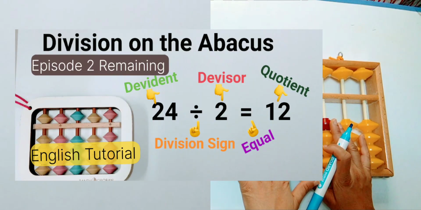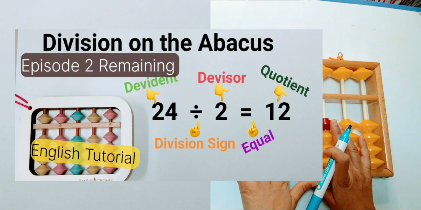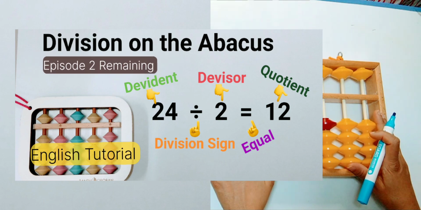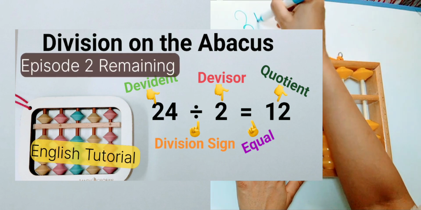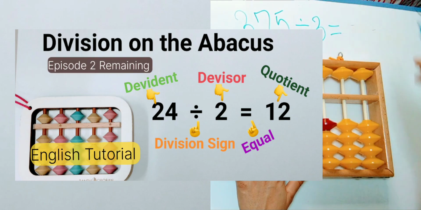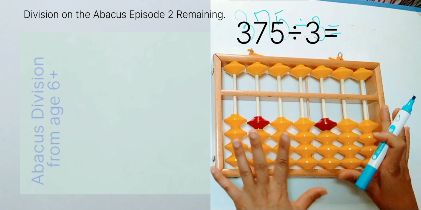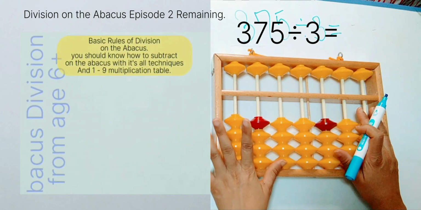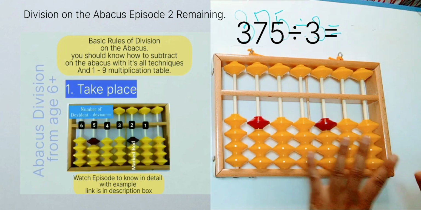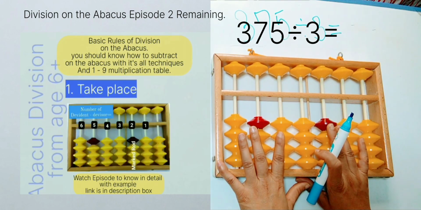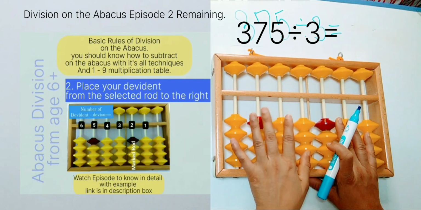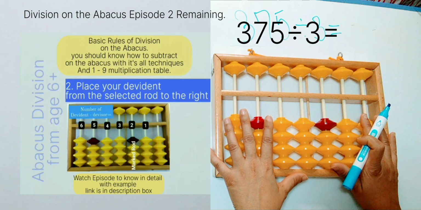We are doing division. This is the second episode of division exercises, and our very first question is 375 divided by 3. If you don't know the basic rules of division, please watch another episode. The link is in the description box. Please watch the first episode also to understand very clearly. This is the second episode of exercises.